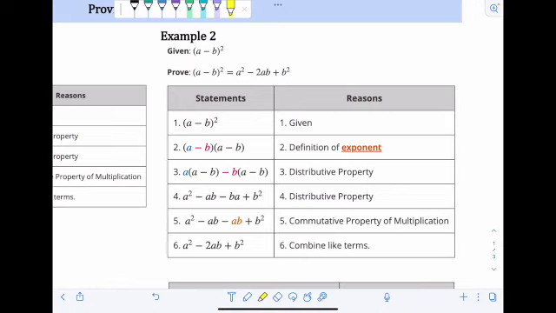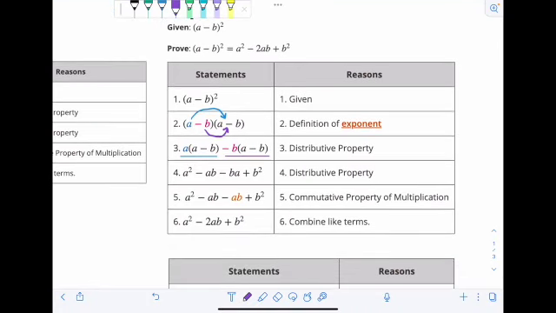Step 3 is to use the distributive property. Like we did in example 1, we take this a and distribute it to the second parentheses. That's what we have right here. And then we take this b and distribute it to the second parentheses. It's kind of like foiling, but they're foiling in 2 steps because we're taking it step by step with the proof. So between step 3 and step 4, we do the second part of foiling and distribute again.